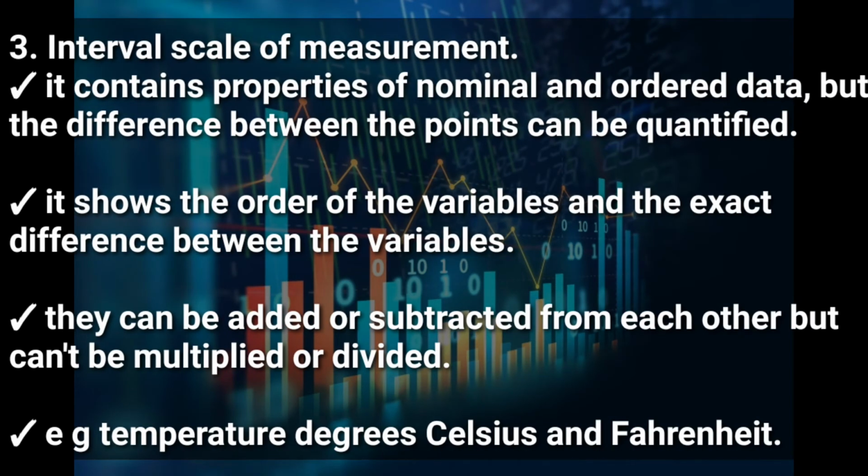Another scale of measurement we have is the interval scale of measurement. This one contains properties of nominal and ordinal data, in that it can be categorized and ordered, but the difference between the points is quantified. They tell you the difference between the points. It shows the order of the variables and the exact difference between the variables. They can be added or subtracted from each other, but cannot be multiplied or divided. An example is temperature in degrees Celsius and Fahrenheit. They'll tell you maybe the temperature of 30 to 40, something like that. So it shows the order and the exact difference between the values. That is what we call the interval scale of measurement.